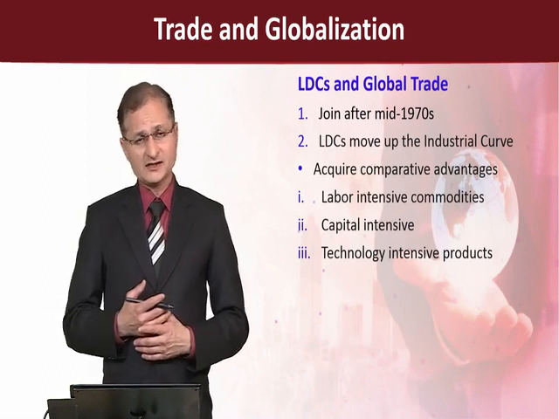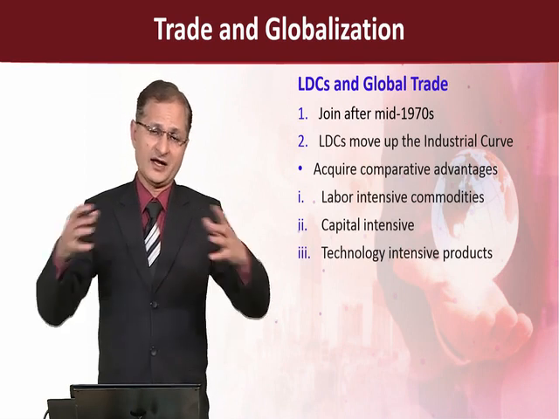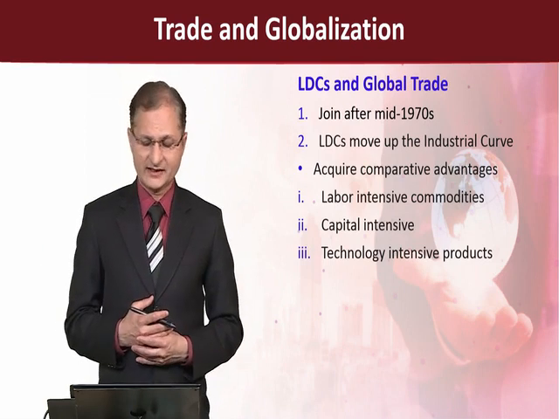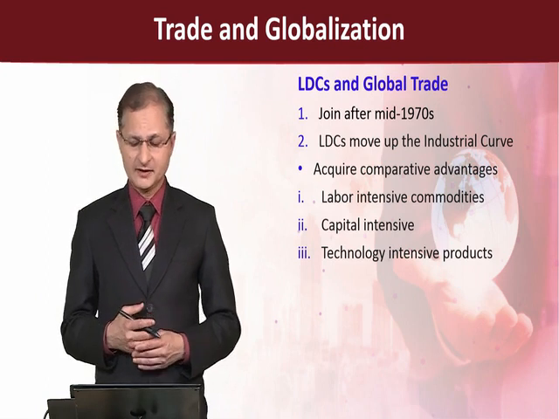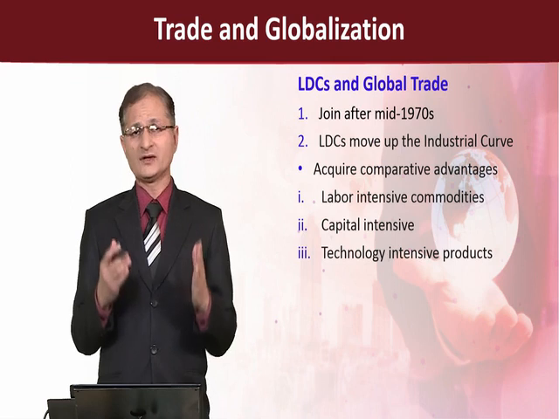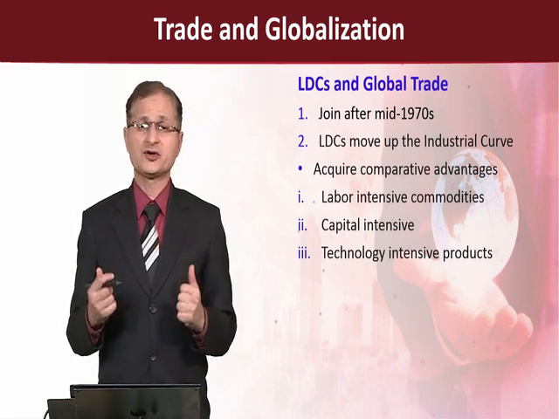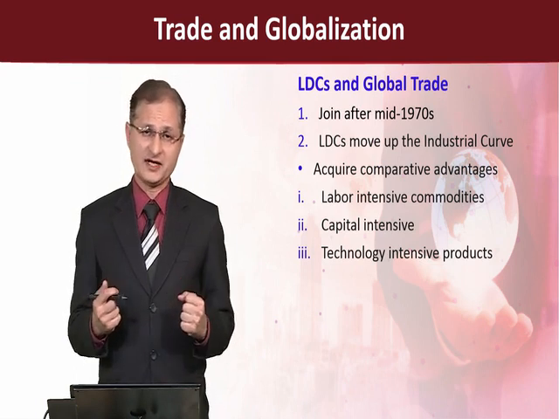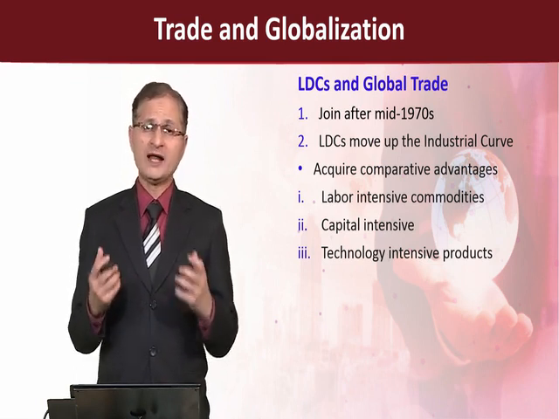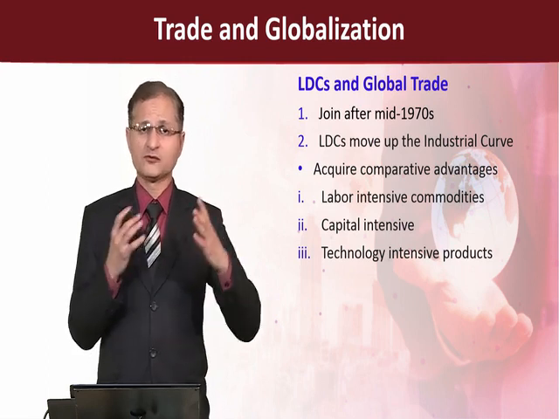In the meanwhile, once the developing countries joined the overall globalization process through GATT during the 1970s onward, what they needed to do was move on the industrial curve. That means they have to make their industries strong and efficient. They have to develop their productive capacity. They have the potential in terms of more labor.